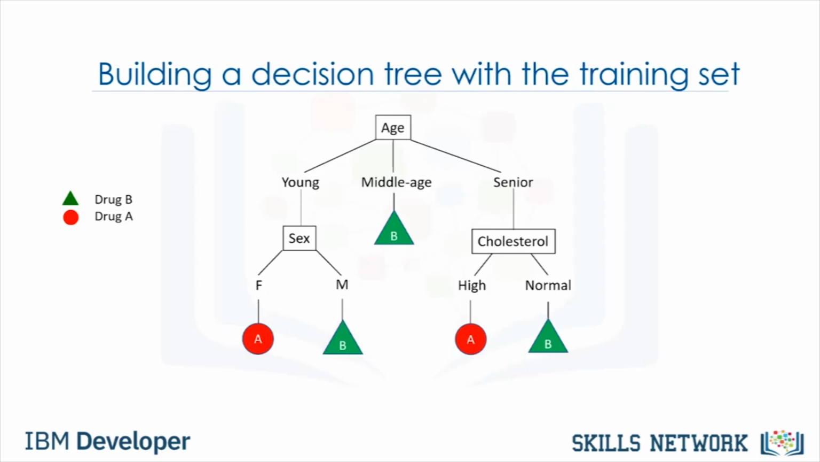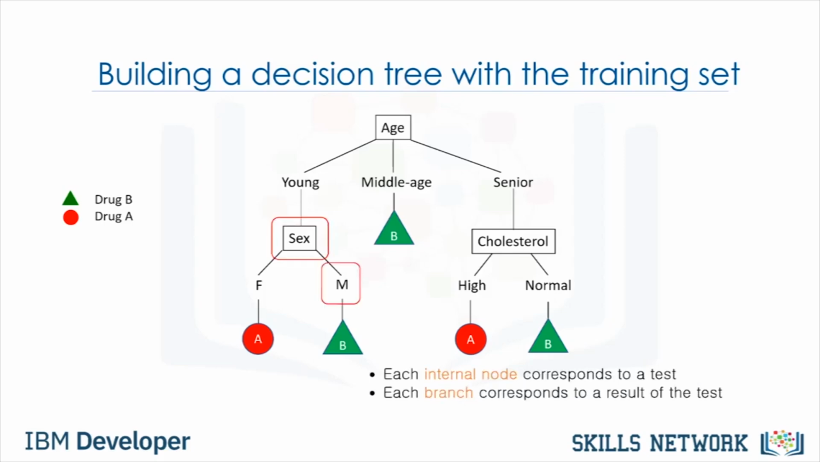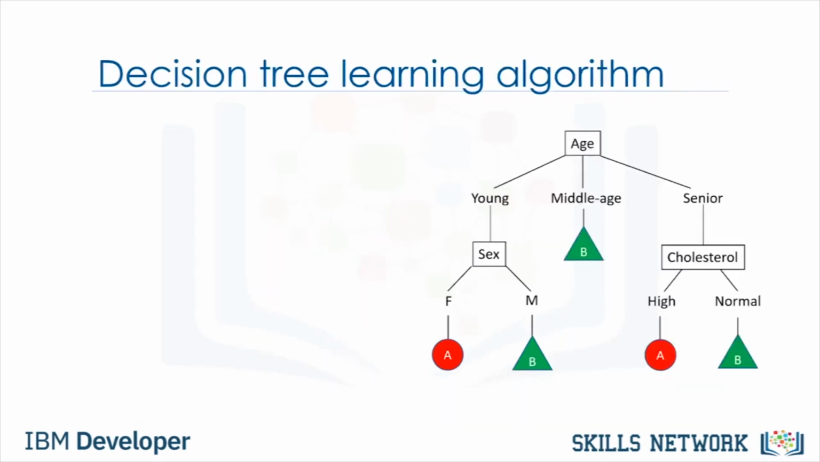As you can see, decision trees are about testing an attribute and branching the cases based on the result of the test. Each internal node corresponds to a test, and each branch corresponds to a result of the test, and each leaf node assigns a patient to a class. Now the question is, how can we build such a decision tree?